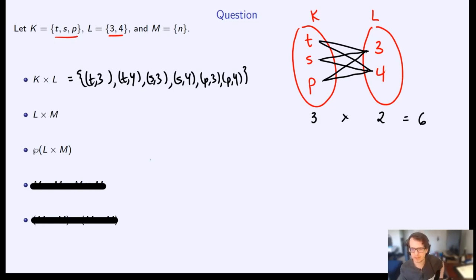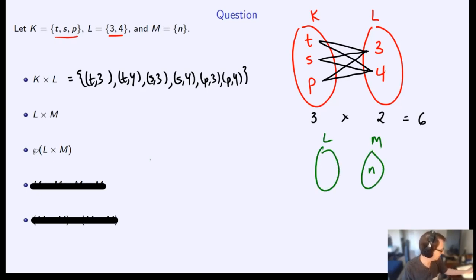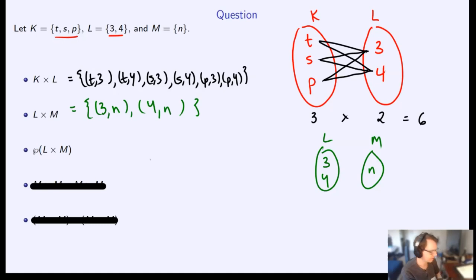Okay. L times M is a little bit faster. So if you know what the pairs are in L times M, feel free to type those in the chat. 3n and 4n. Yeah. This one's nice because there's only one thing in the set M and there are two things in the set L. So how many elements are we going to have? 2 times 1, there's going to be 2 pairs in total. 3n and 4n. Okay.